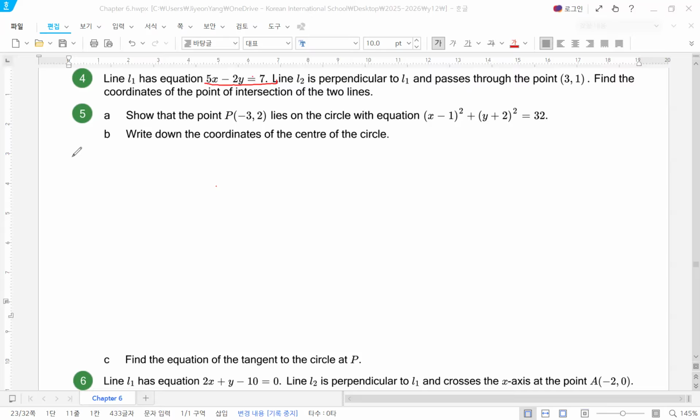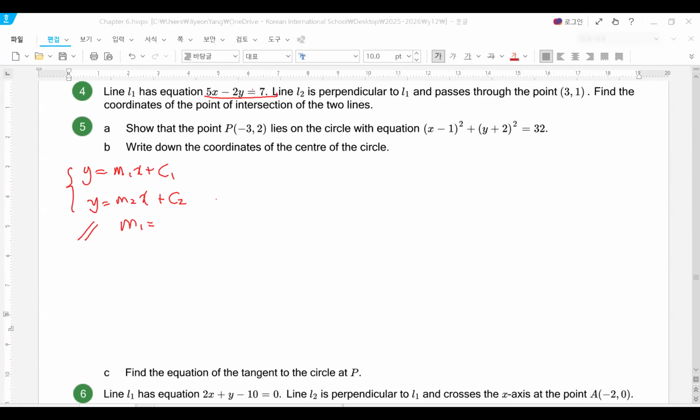Okay, let's bring back the memory. If there are two lines, y equals m1x plus c1, and the other one is y equals m2x plus c2, then if they are parallel, m1 equals m2.